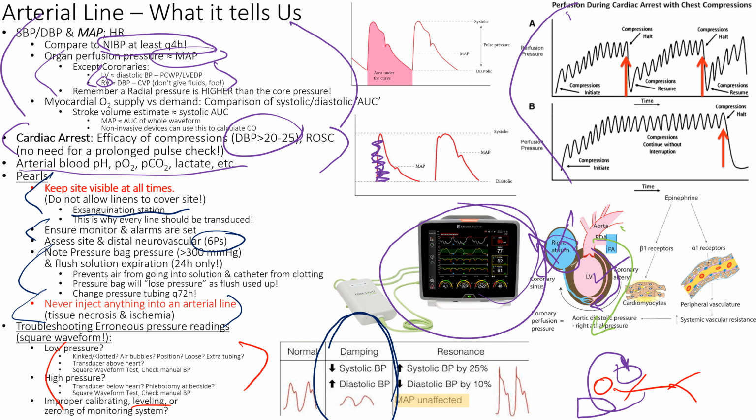Just noting that during CPR, whenever you let go for 10 seconds to check a pulse, your cerebral perfusion pressure drops dramatically. And it takes a while to get it back up to where it needs to be, around 40 to 50.